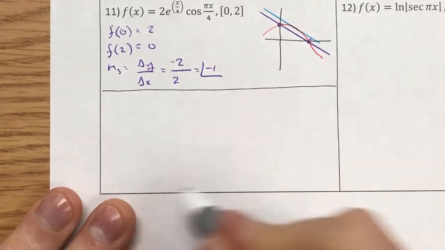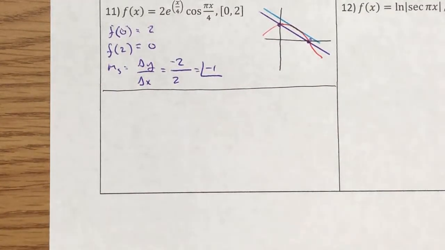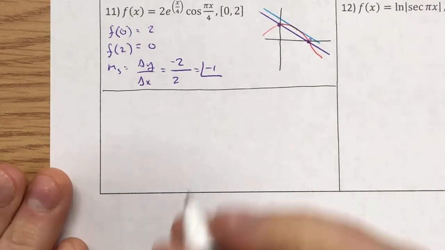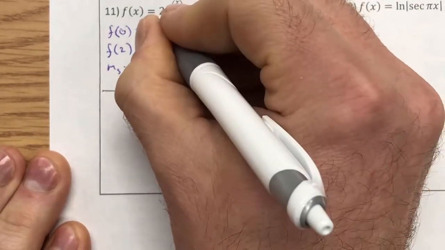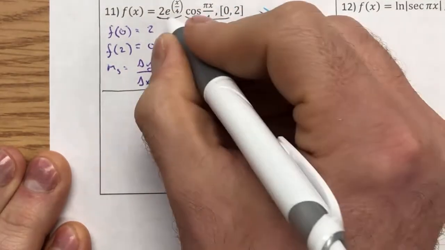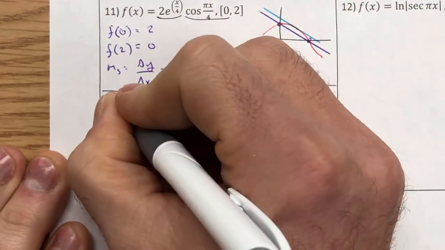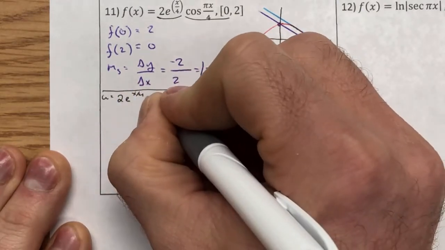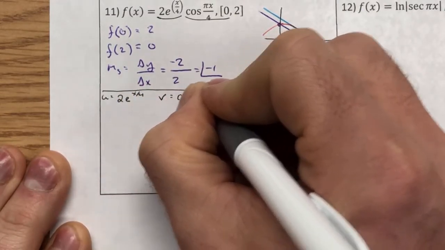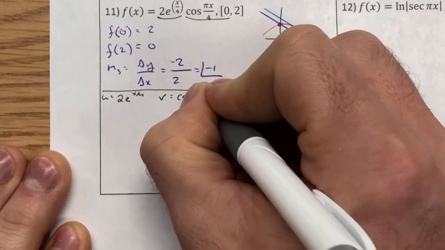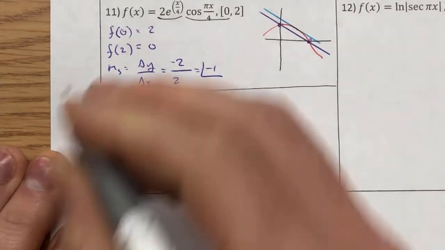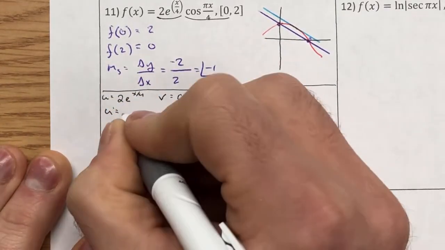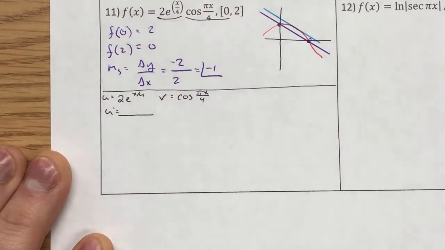And this is going to take most of the square. Possibly if you write big, you're going to bleed off a little bit. But I know that this is a product rule. I have u and v. So u is 2e to the x over 4. v is the cosine of pi x over 4. For u prime, I'm going to need to do a subroutine. Let's do that subroutine in green.